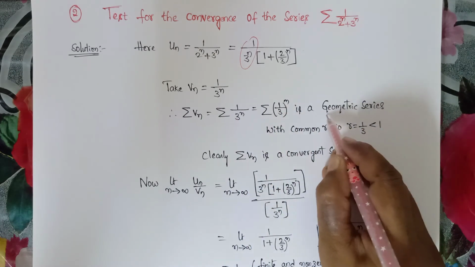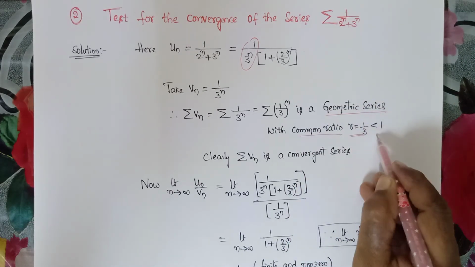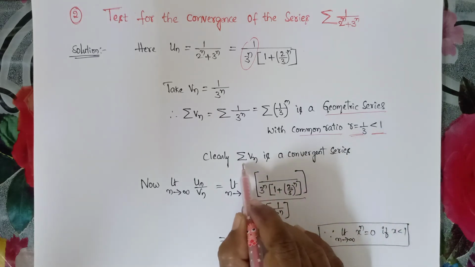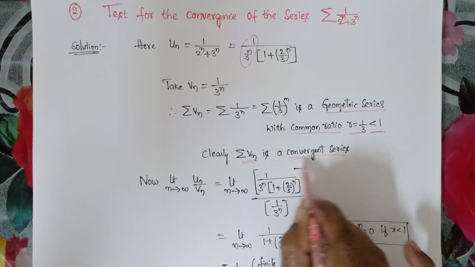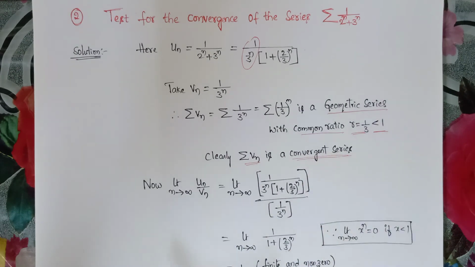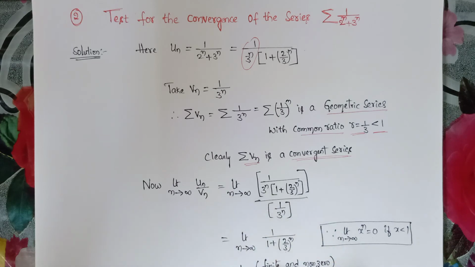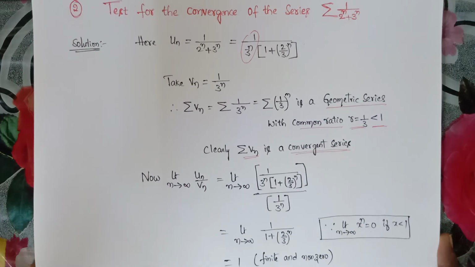We know this is a geometric series and the common ratio is r equal to 1 by 3, which is less than 1, and therefore sigma Vn is a convergent series. So sigma Vn is a convergent series. Now we test whether limit n tends to infinity un by vn is finite and non-zero or not.